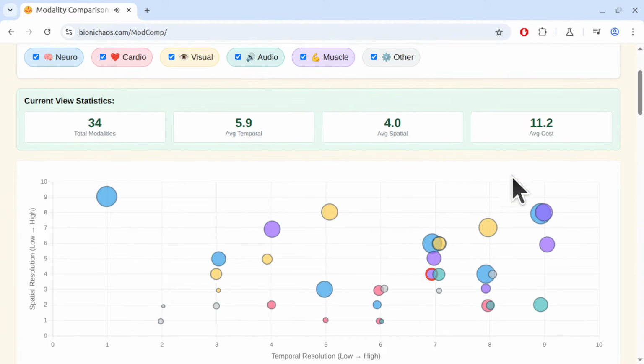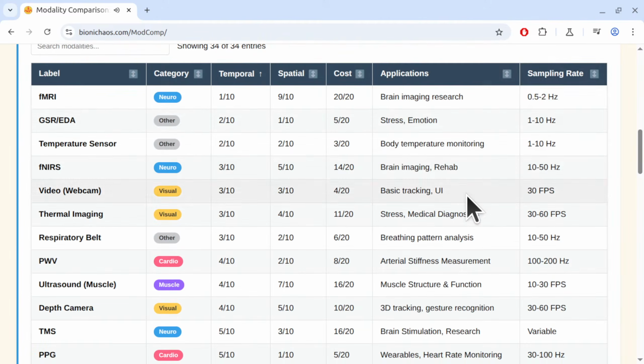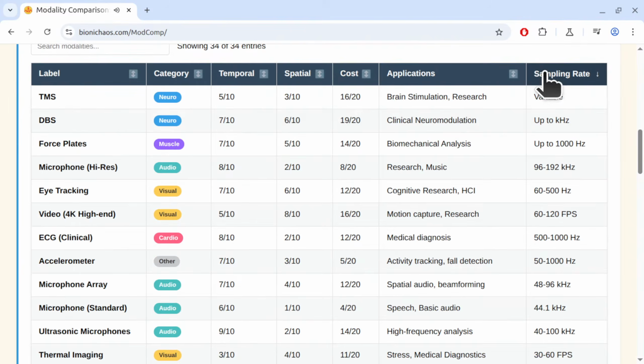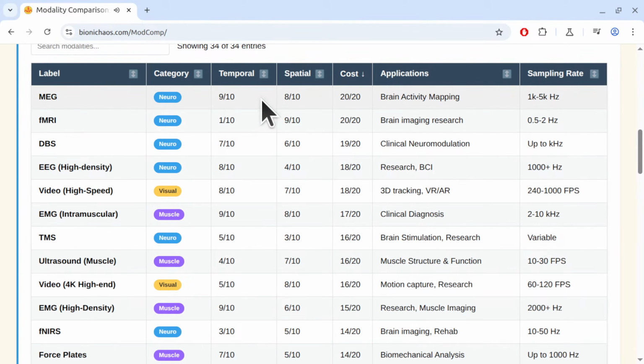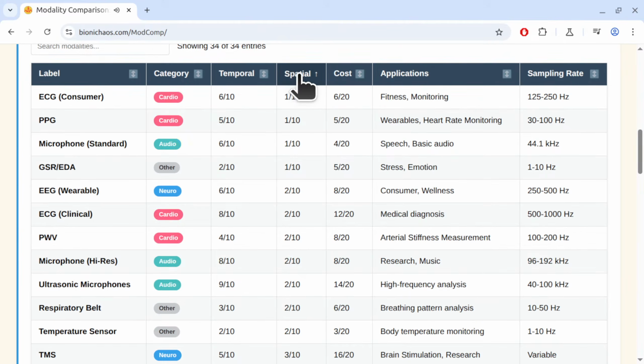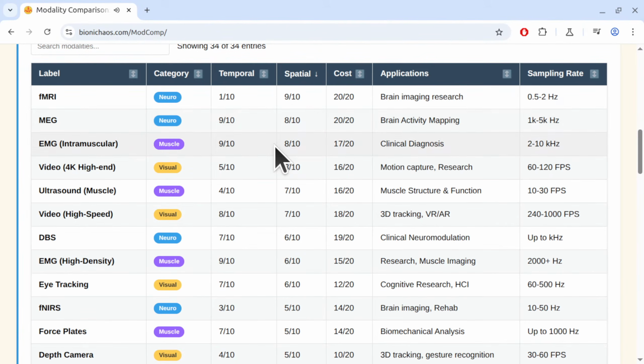Which means the real skill isn't finding the objectively best sensor. No, not at all. It's finding the most suitable one for your specific needs, aligning the speed, the precision, the cost with what you're actually trying to do. Whether that's building an interface, doing research, or just exploring what's possible with biosensing. And these choices play out across all sorts of categories, right? Neuro, cardio, visual, audio. Muscle. Yeah, it's a diverse field.